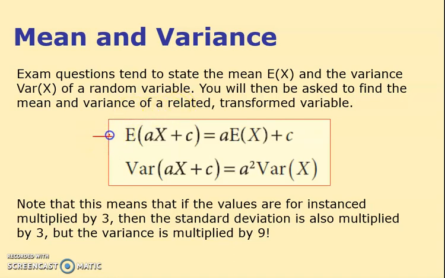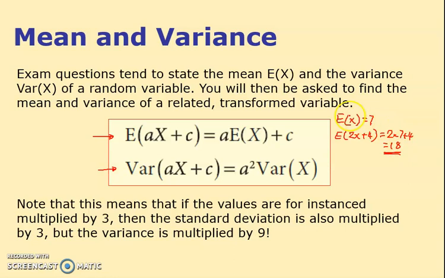And this is a rule I want you to copy down. In fact, both of them I want you to copy down into your notes. The expectation of aX + c is related to whatever E(X) was. And you notice this is no great surprise. For instance, if I tell you that E(X) is 7, and I then ask, what's E(2X + 4)? Well, I bet it's just 2 lots of the 7, add 4, which is 18. And that's actually all it is.